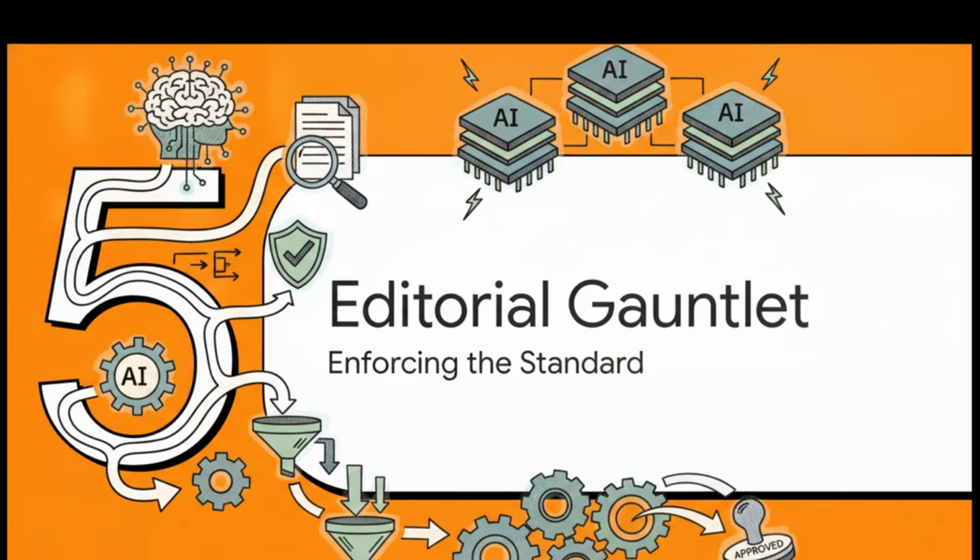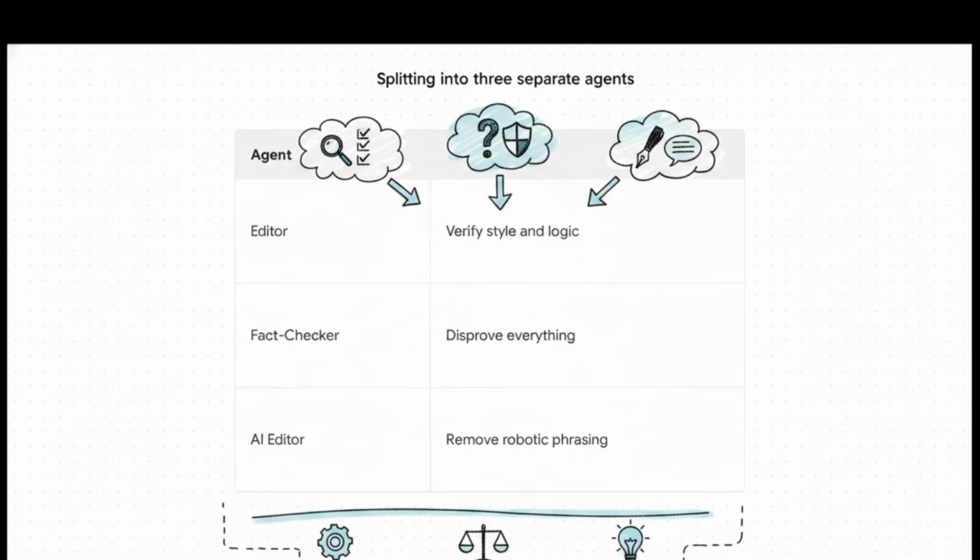Section 5. The editorial gauntlet. Enforcing the standard. Okay, this is arguably the most fascinating part of the entire workflow. Instead of asking one AI window to just fix everything, we split the editing process into 3 completely separate agents, running in 3 separate context windows. First up, the standard editor verifies style guide compliance, narrative structure, and basic logic. Next, the fact checker steps in to double-check stats. And finally, the AI editor focuses purely on phrasing. Running these passes separately creates vastly superior output, simply because each agent is hyper-focused on one single specific job.